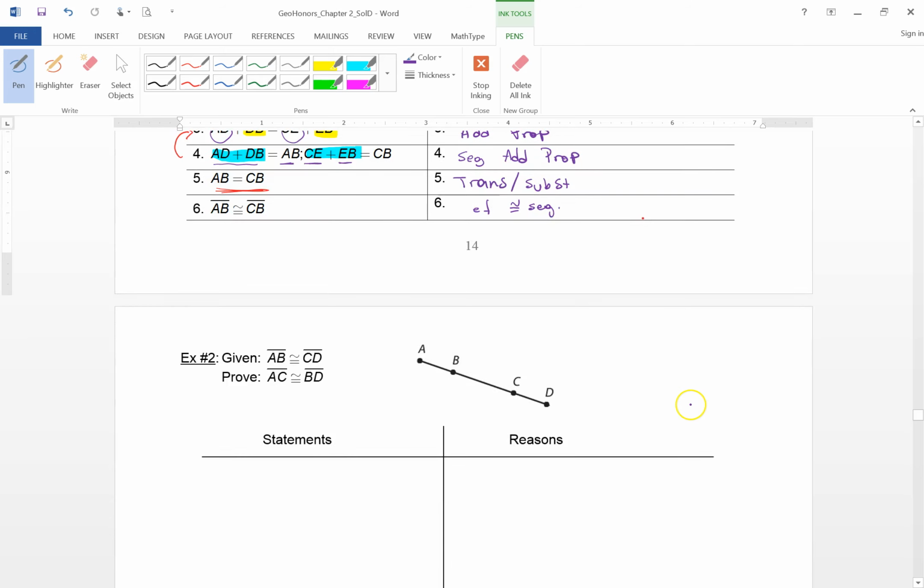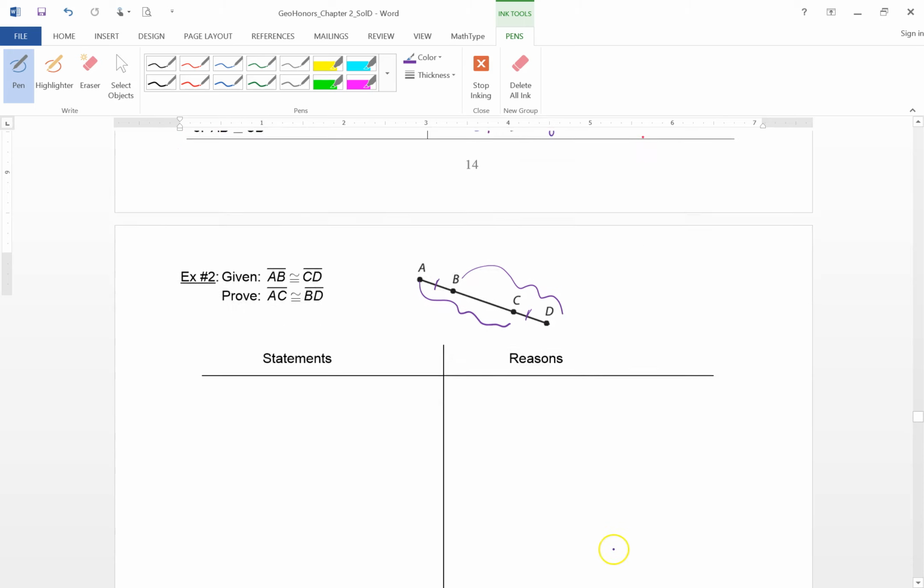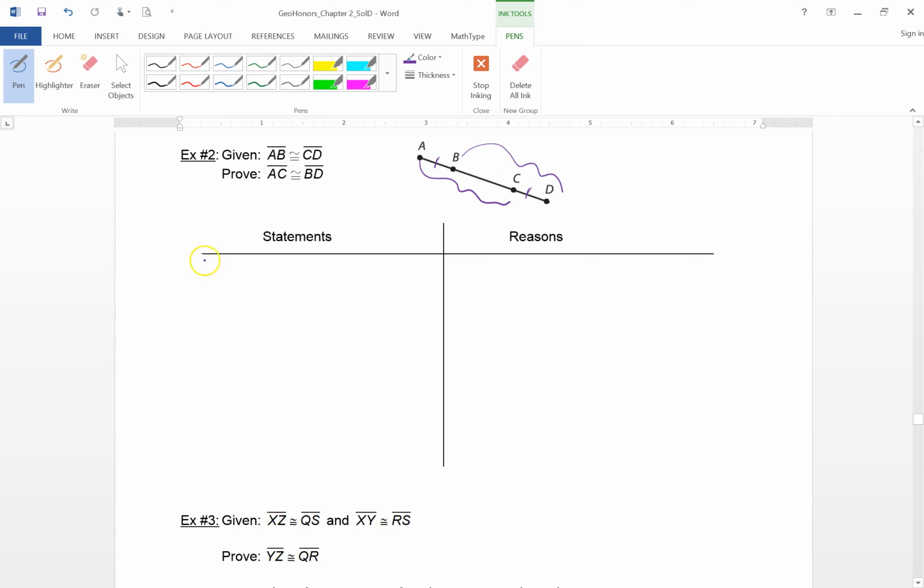we're given AB is congruent to CD. Now it says prove AC is congruent to BD. So AC is congruent to BD. Now, do you believe that AC and BD are congruent? Yes. Same sort of reason, right? They're made of the same things. Okay, so first I write the given. Number 1, segment AB is congruent to segment CD. Given.